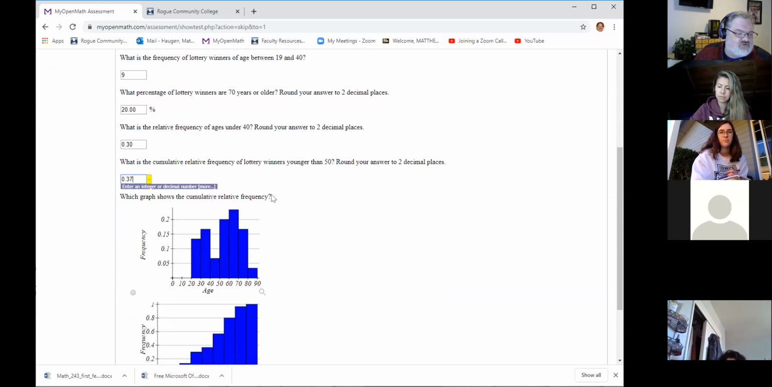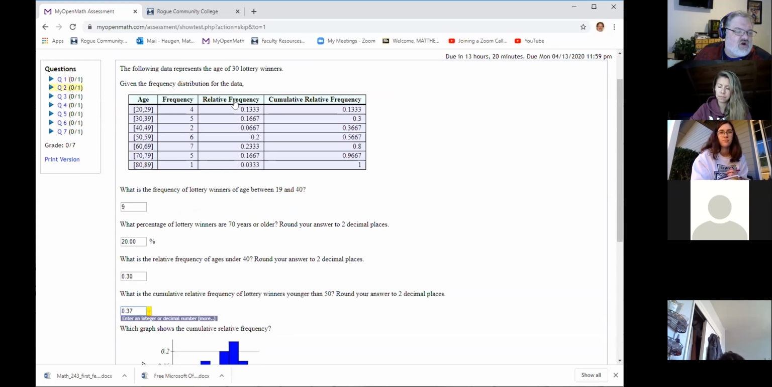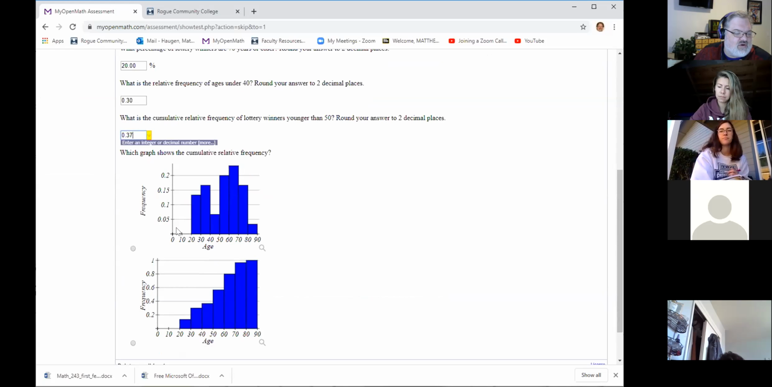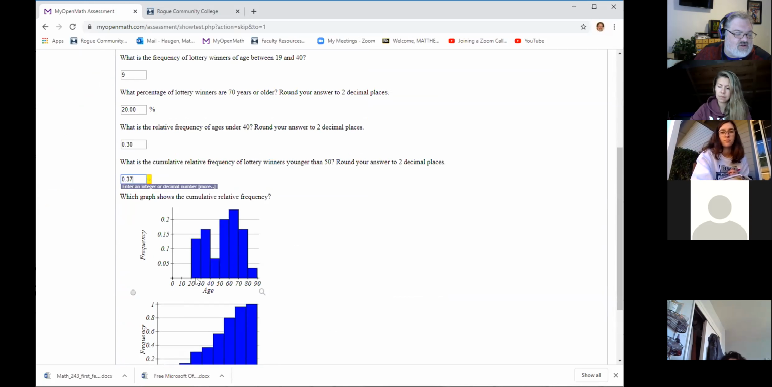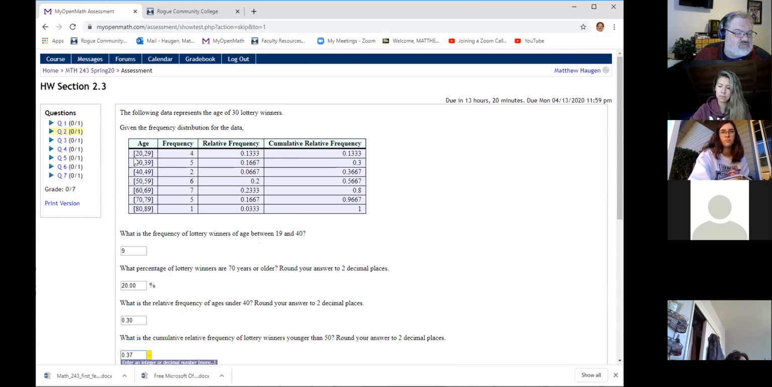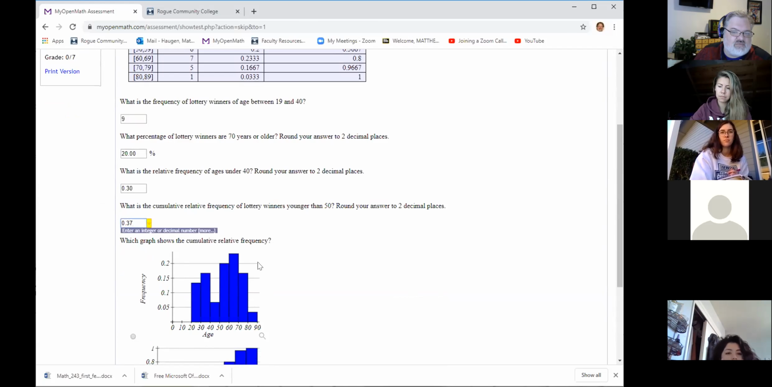And the last one, which graph shows relative frequency? Well, our relative frequencies, they start small, they get larger to a max of this 0.2, and then get smaller again. Well, this one kind of does that. So at 20, well, in the age range of 20, we're somewhere between 0.1 and 0.15, and that's where we are. 30 to 40, we're a little above 0.15. So that looks like it's matching up.